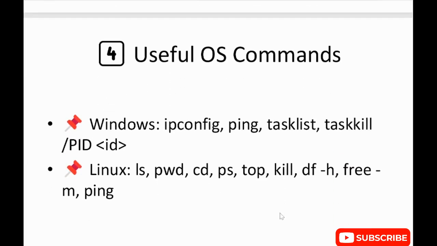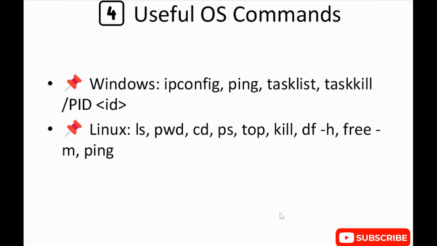Next are useful commands which we generally use in Windows. ipconfig, if you want to find the IP address. The ping command to check your system address and all. Tasklist, if you want to check how many tasks are currently running, so we use tasklist. In the same way, PID, the ID, mainly you use to check the process ID.